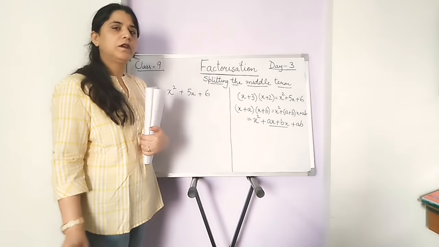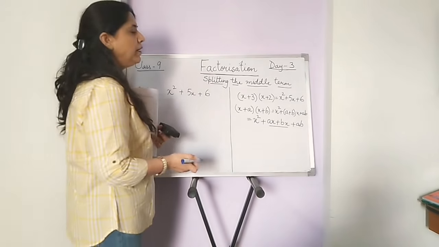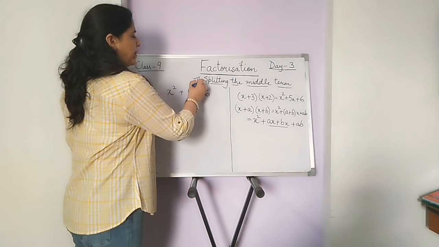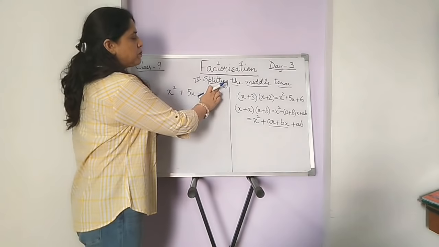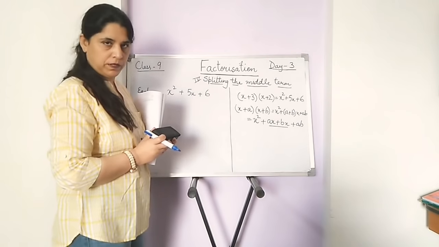Good morning, students. Today is the third day of factorization, and the fourth method of factorizing is splitting the middle term, which is mainly used when we get trinomials.